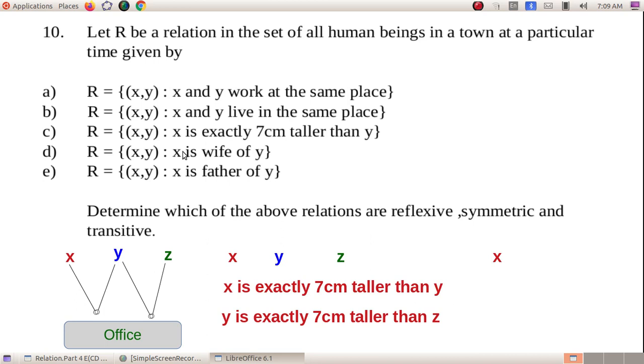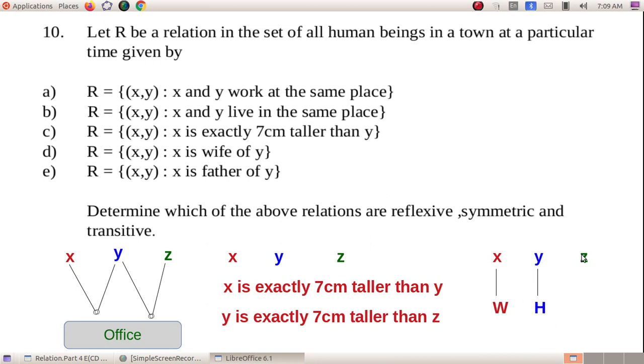Now discuss transitivity. That is something interesting. There are three persons X, Y, Z. X is wife of Y. What is the basic qualification for a wife? A lady. Okay, X is a lady, and X is wife of Y. Then Y is a gentleman and her husband. X is wife of Y means X is a lady and Y is a husband.